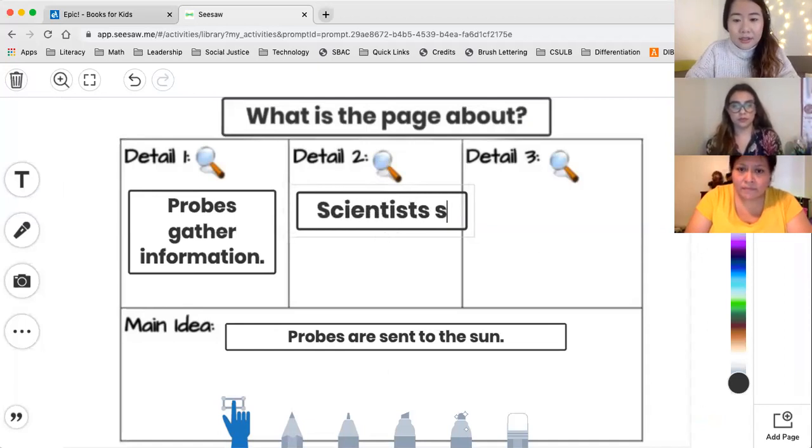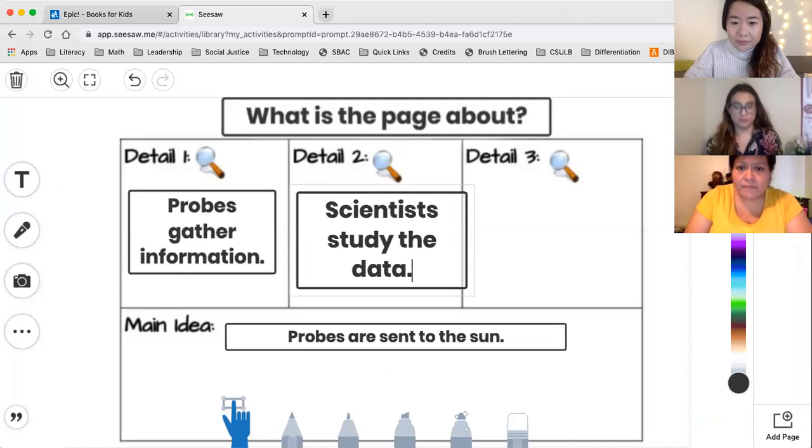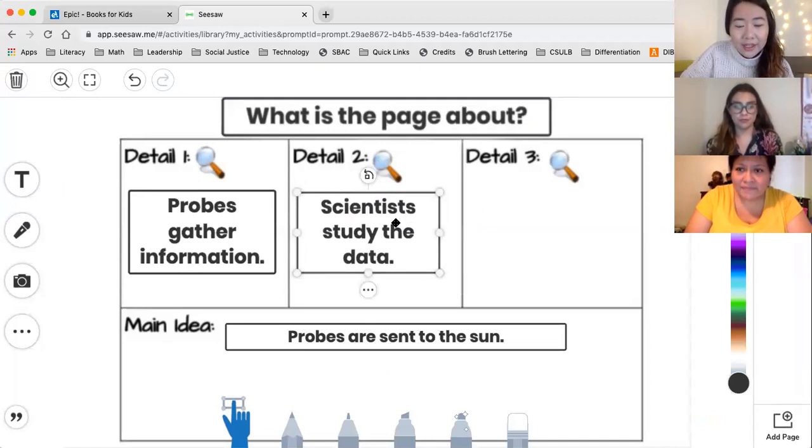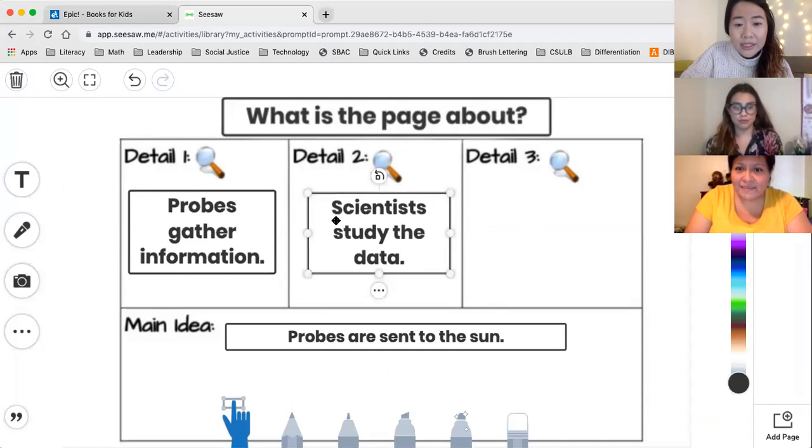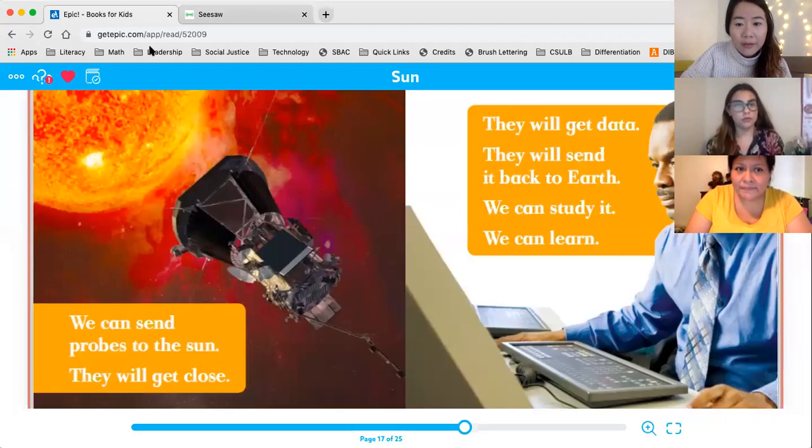So scientists study the data. Okay. Or data. Either way, you can say it either way. And again, love that they're in complete sentences with a capital letter and punctuation at the end. And let's think of one more detail. What else is important to support that we send probes to the sun?